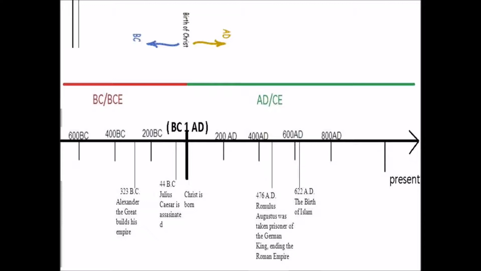In 476 AD, Romulus Augustus was taken prisoner by the German king, ending the Roman Empire. And in 622 AD, the birth of Islam happened. At present, we are running in this timeline.